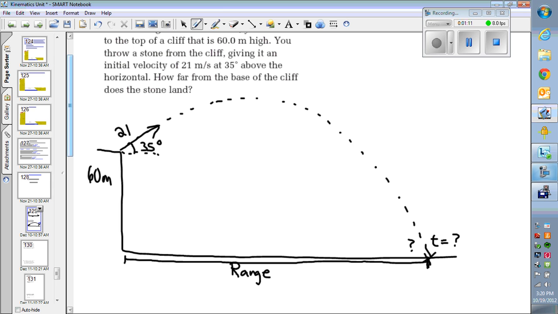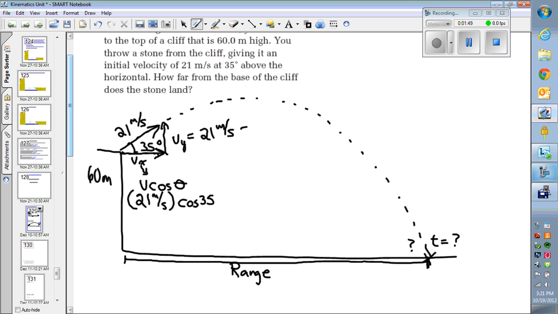To get that time, we're going to have to break down our initial speed of 21 meters per second into an x component and a y component. That'll be a crucial part at the beginning of this, to get Vx and Vy. So we're going to use some simple trigonometry. The x component of the speed is v times the cosine of 35, v cos theta. So 21 meters per second times the cosine of 35. And Vy is going to be 21 meters per second times the sine of 35 degrees.